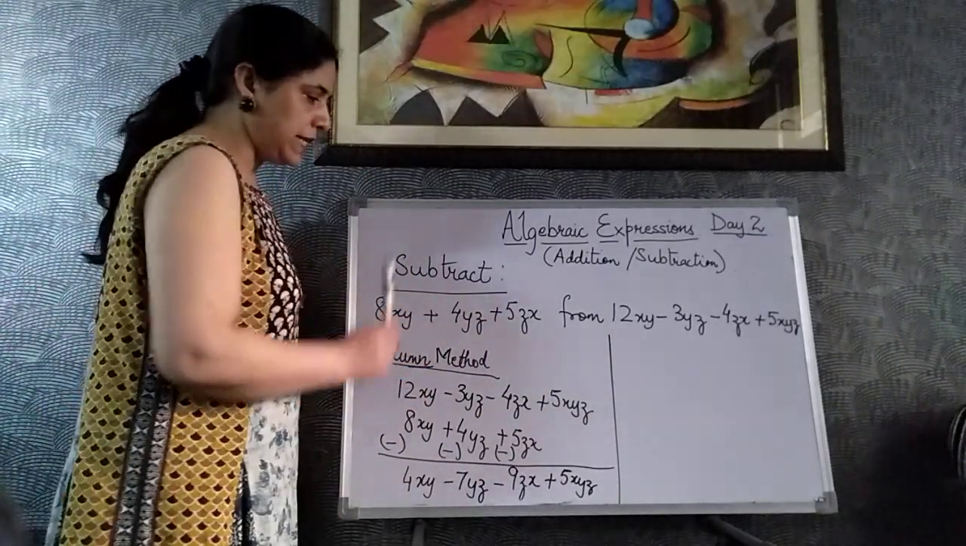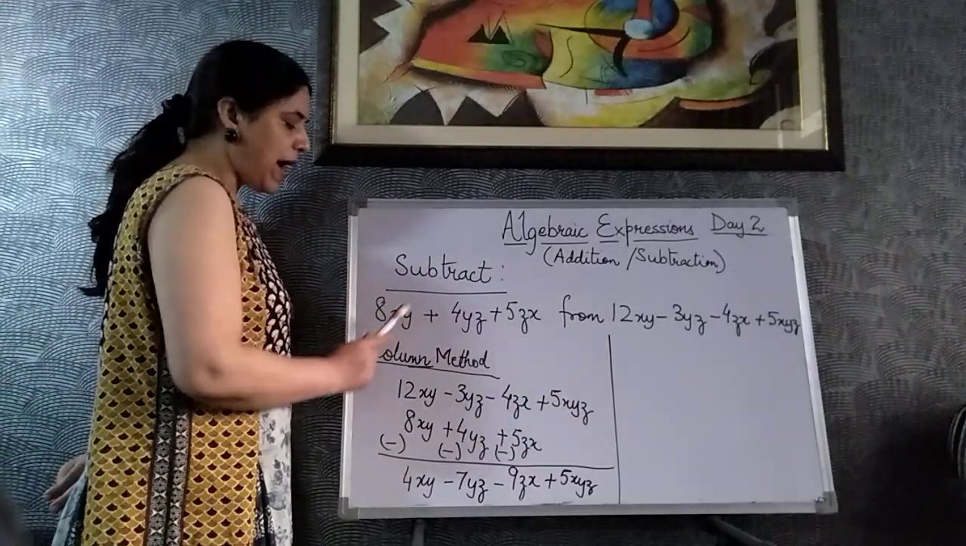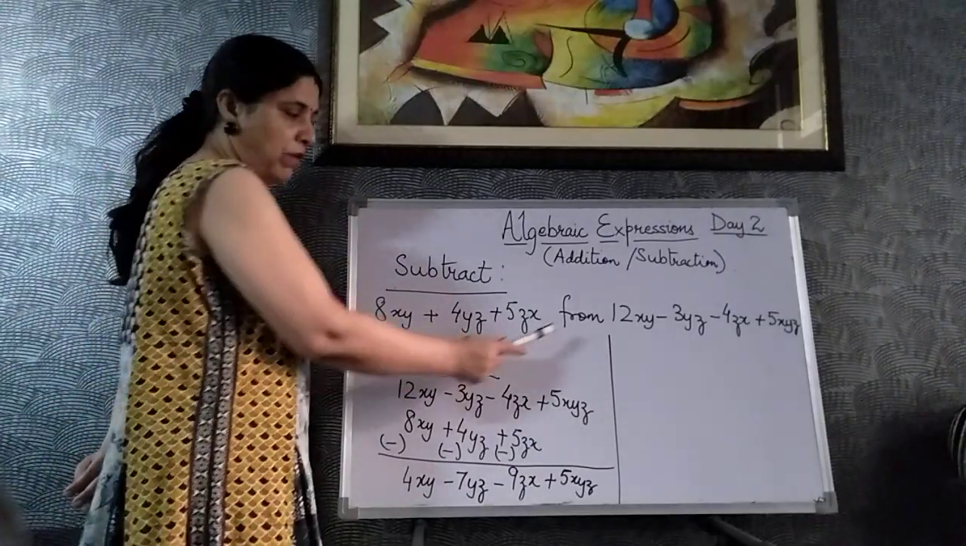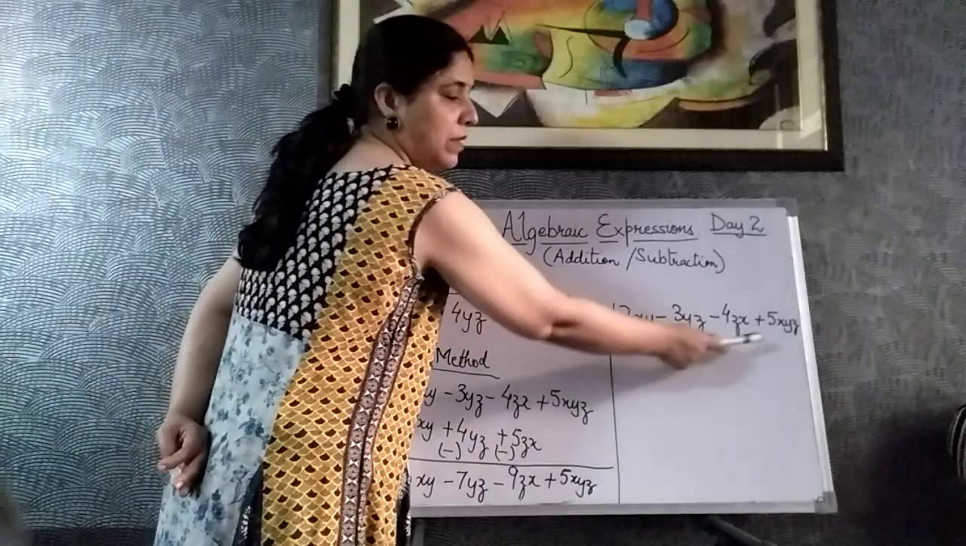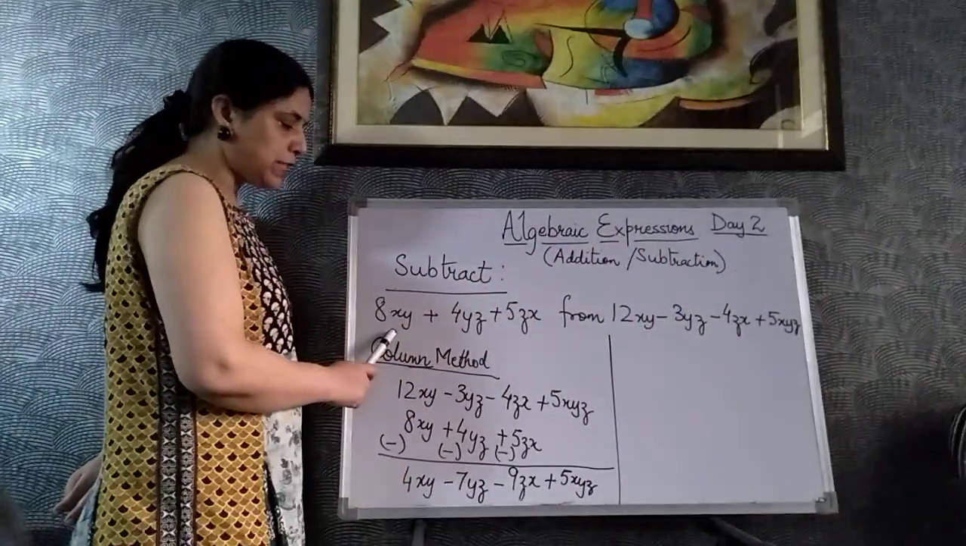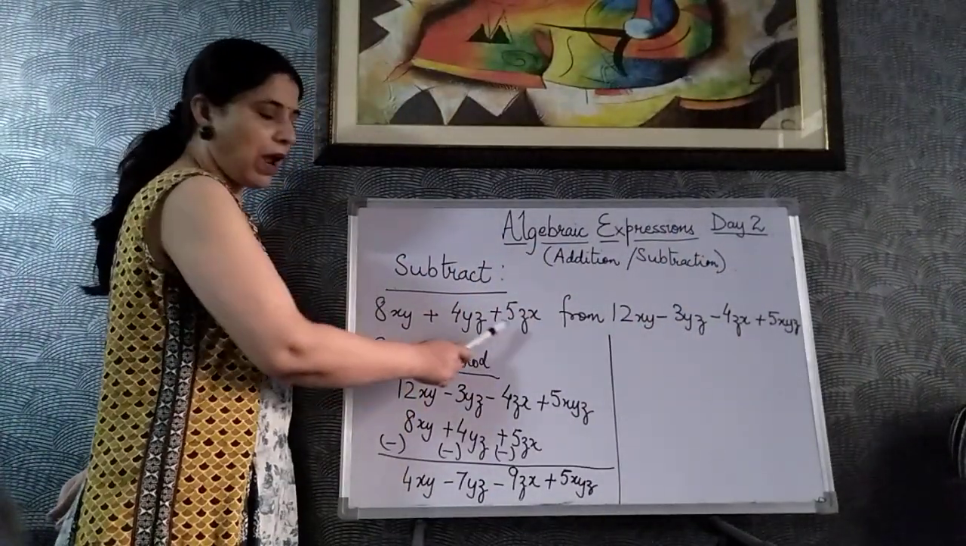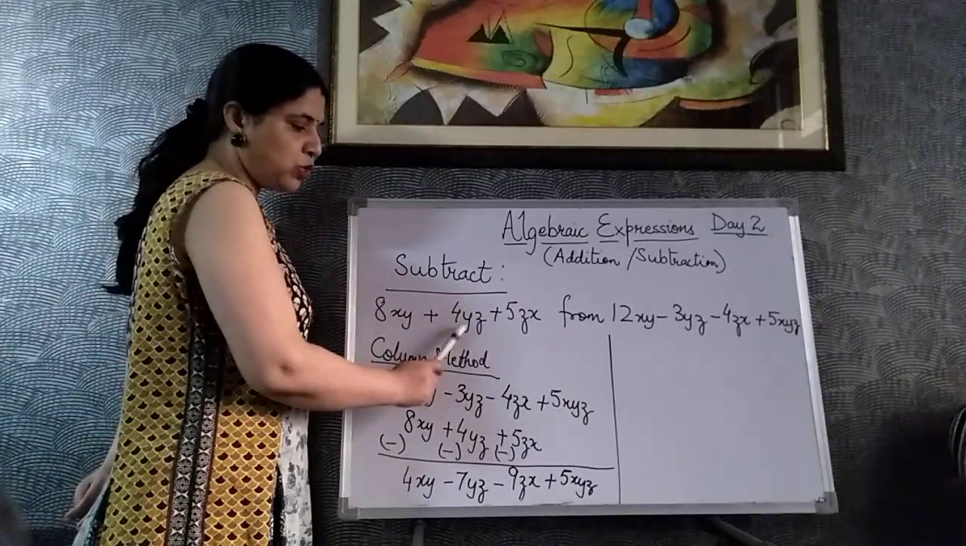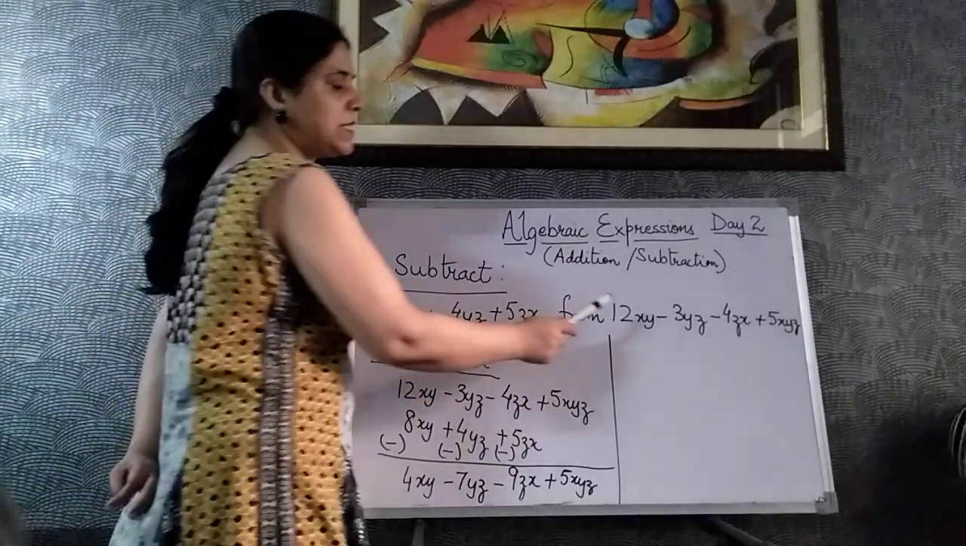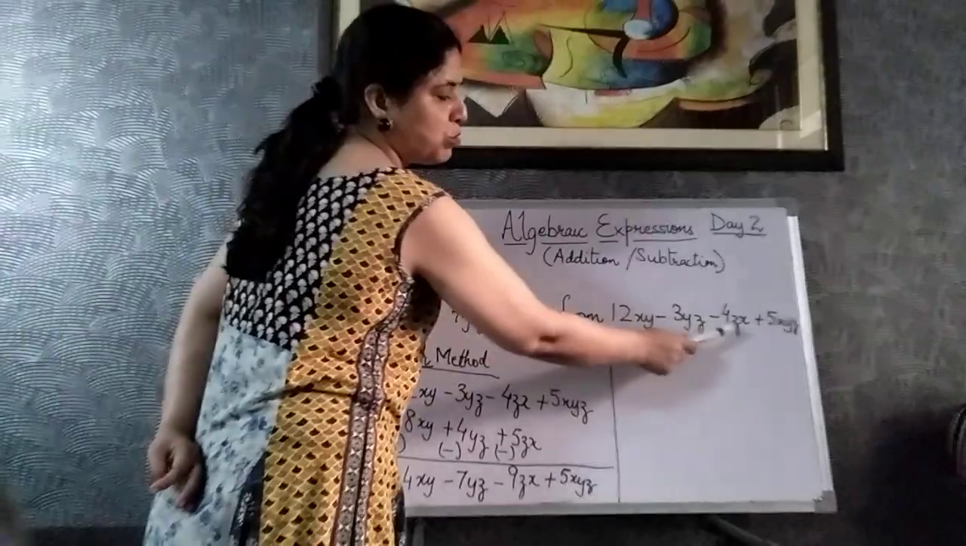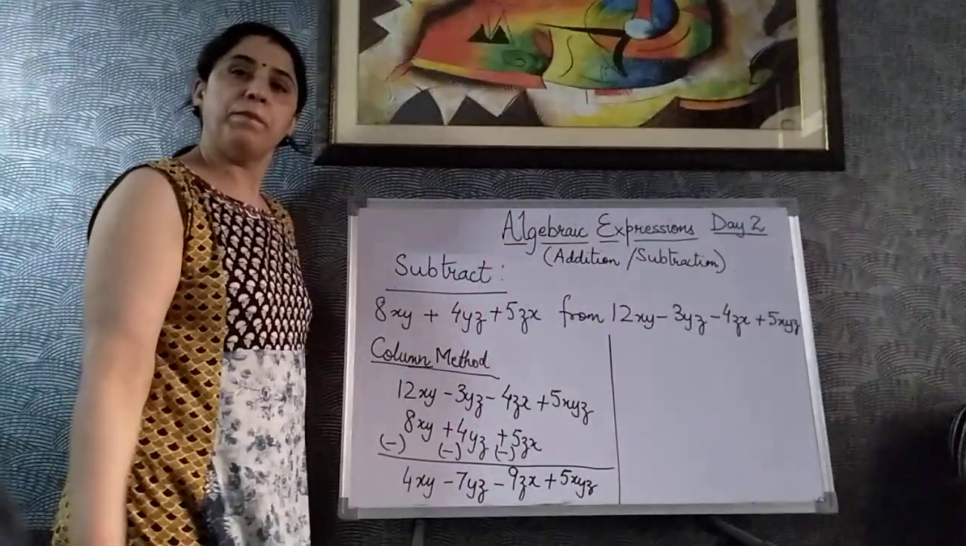Now first of all, let us be very careful. Subtract this expression from this other expression. Now let us see the expressions. This expression is a trinomial having 1, 2 and 3 terms, whereas this expression has 1, 2, 3 and 4 terms, so it's a multinomial.